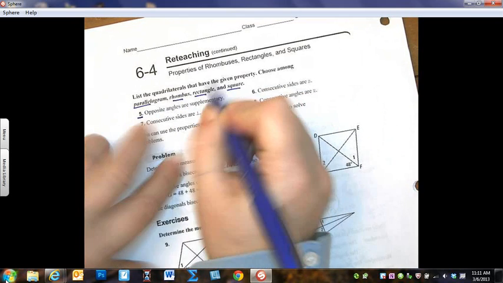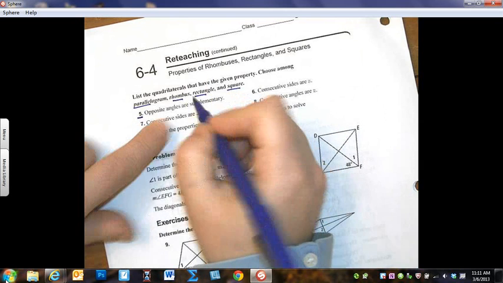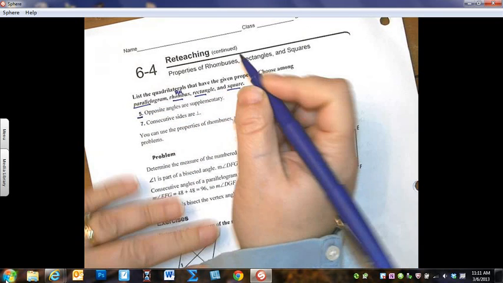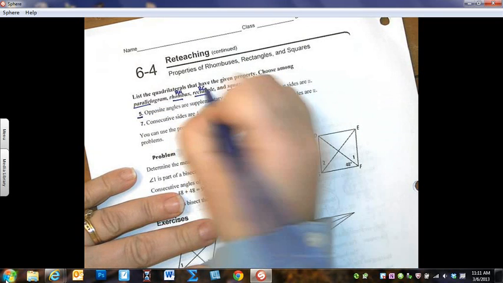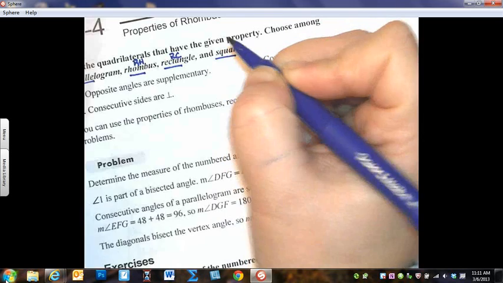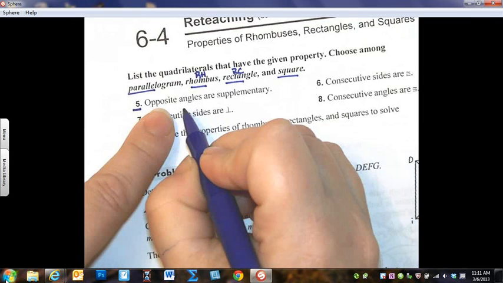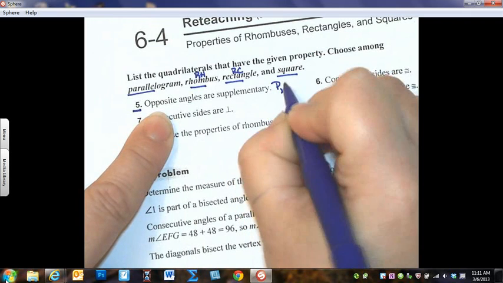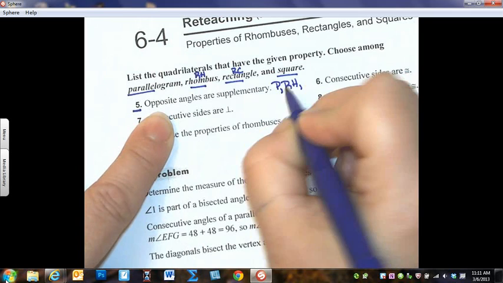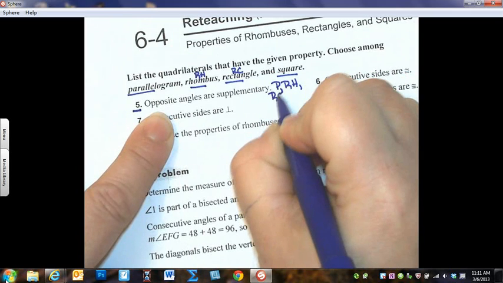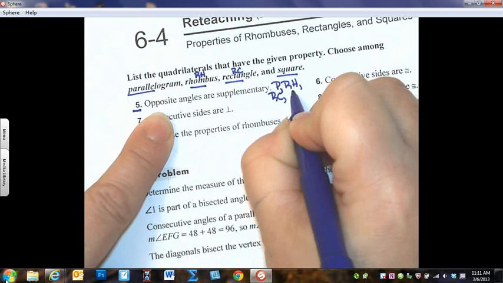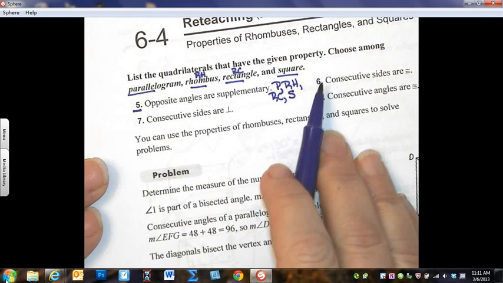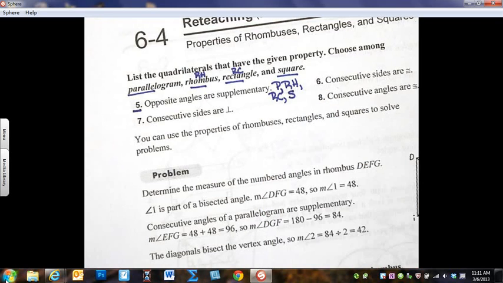Now I know you guys are all about shortcuts, so if you want to make a shortcut for writing the word rhombus, you can abbreviate it RH, and rectangle can be RC. Okay? So opposite angles, we decided that a parallelogram has that property, a rhombus had that property, it lifted the tab too, a rectangle had that property, and a square had that property. Try these other three on your own and think about what we just did with lifting the tabs.